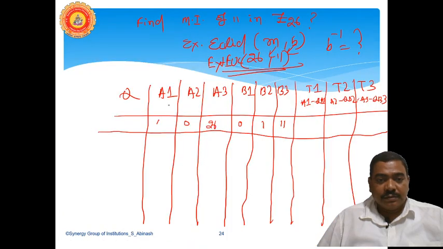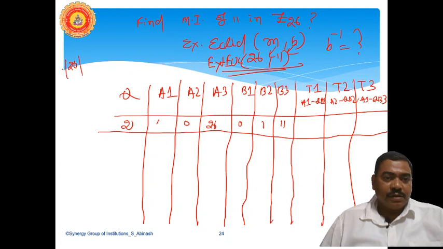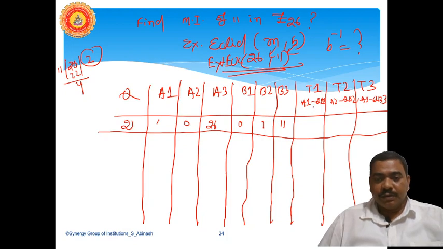So what is the value of B3? B3 is 11, that is not equal to 0. So we have to calculate the quotient. 26 divided by 11: 11 times 2 is 22, remainder 4, so quotient is 2. Now calculate T1. T1 is A1 minus Q B1. A1 is 1 minus Q, which is 2, into B1, which is 0. So that is 1.